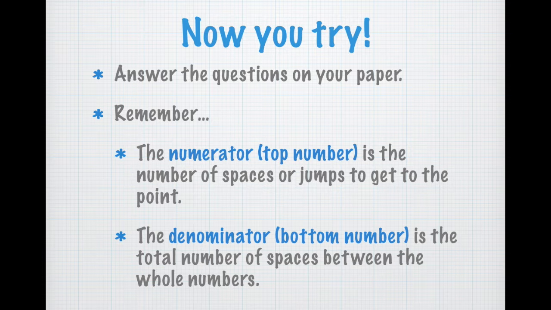Now you try. Answer the questions on your paper. And remember, the numerator, the top number, is the number of spaces or jumps to get to the point. And the denominator, the bottom number, is the total number of spaces between the whole numbers, or the total number of spaces between 0 and 1. And remember to count the spaces and not the tick marks.